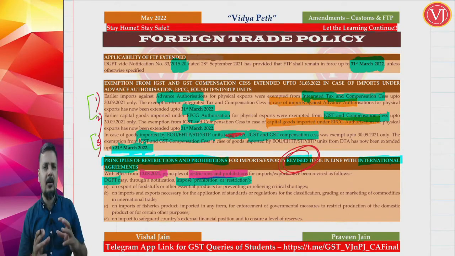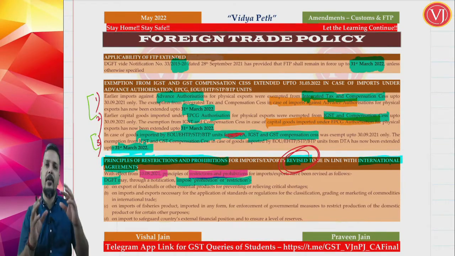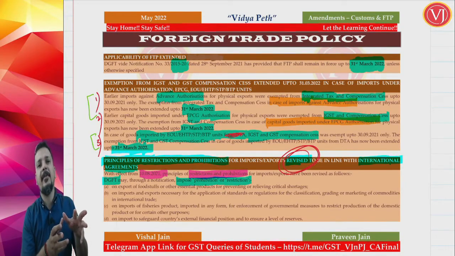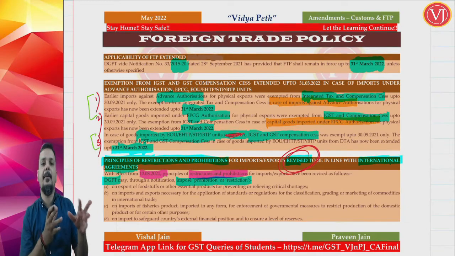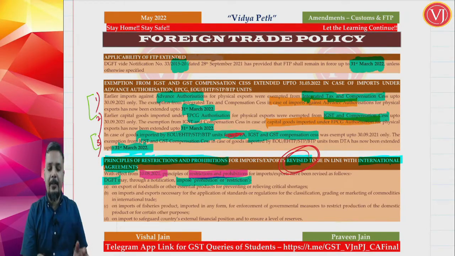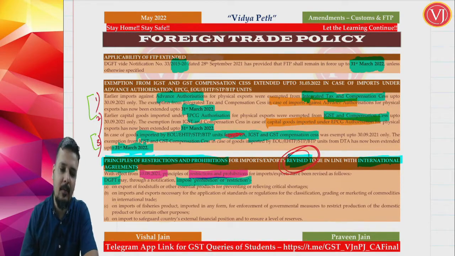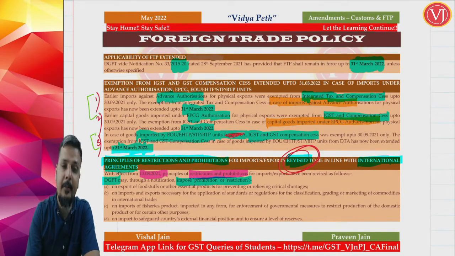We are not going to discuss product based. We are going to discuss the basic fundamental principles based on which the import of goods or the export of goods is either prohibited or restricted. Now, these principles have been revised in accordance with your international agreements. Now, basically, what are the principles?